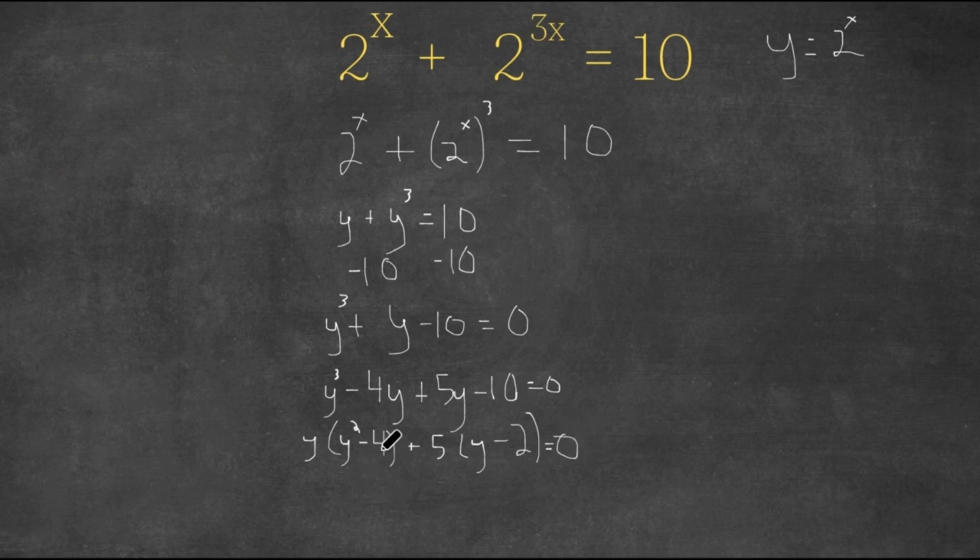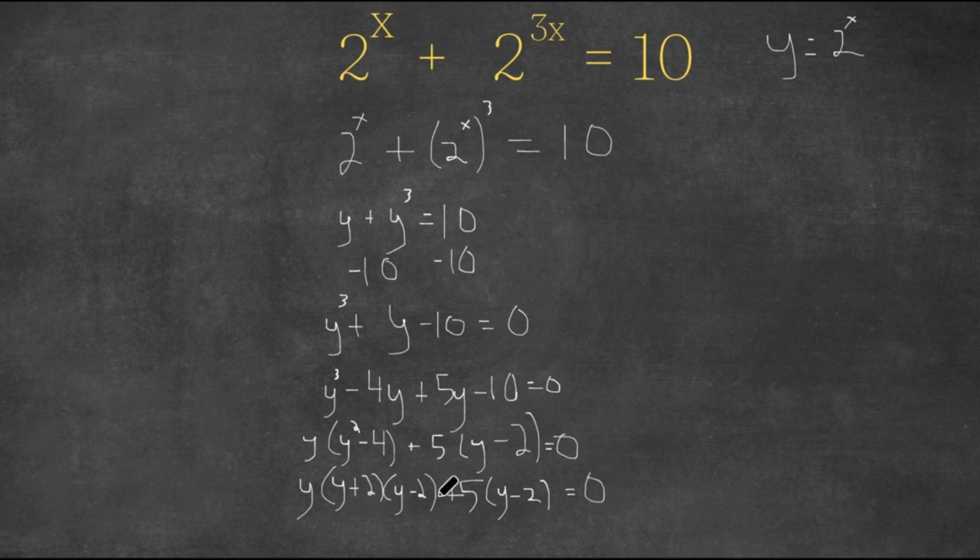And now what we're going to do is change our y squared minus 4 into y plus 2 times y minus 2. So we have y times y plus 2 times y minus 2. We simply just factored this y squared minus 4. And we're going to add this with 5 times y minus 2. And all of this still equals 0.